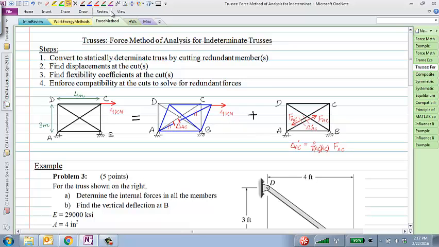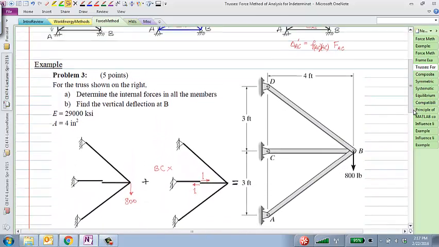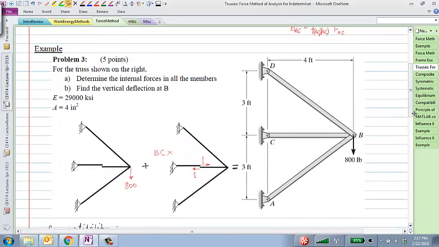So let's take a look at this example here. Three-member truss. Is this determinate or indeterminate? Indeterminate to what degree? How do we find the degree of indeterminacy of this? 3. Why is that? So it looks like we have two unknowns here, two unknowns here, two unknowns here, 6 unknowns. I agree. But how many equations do I have?